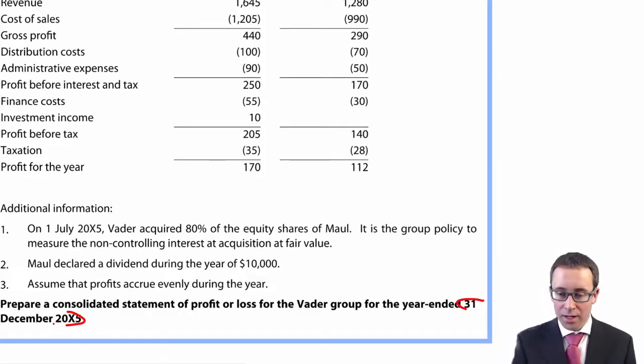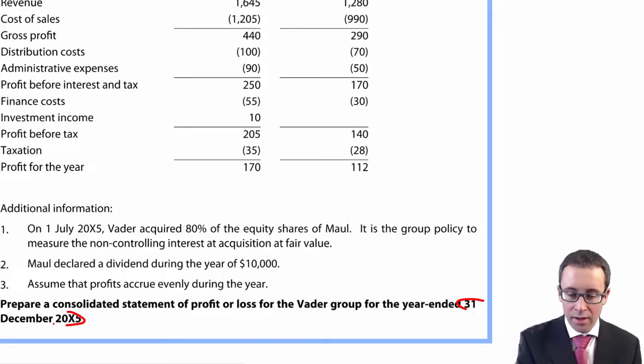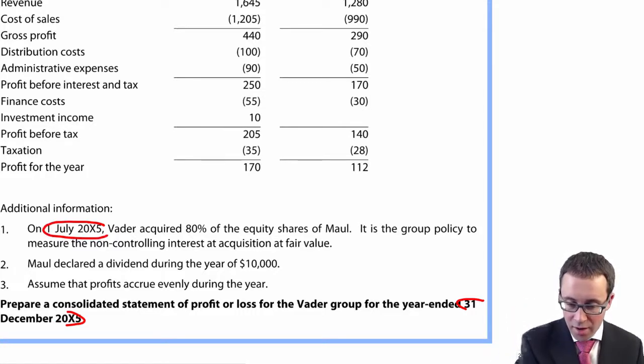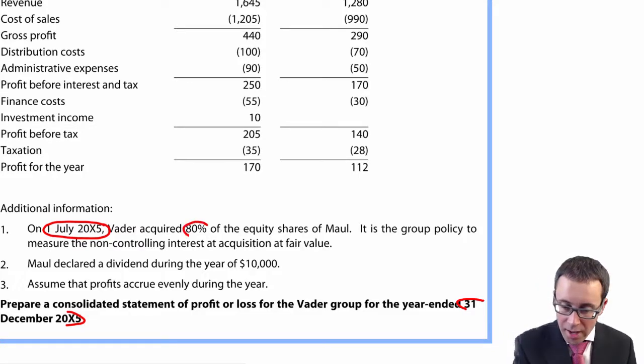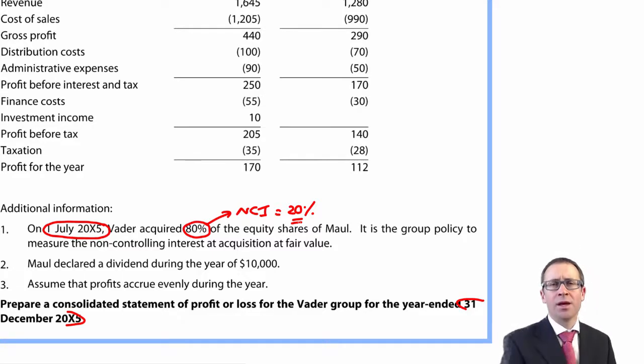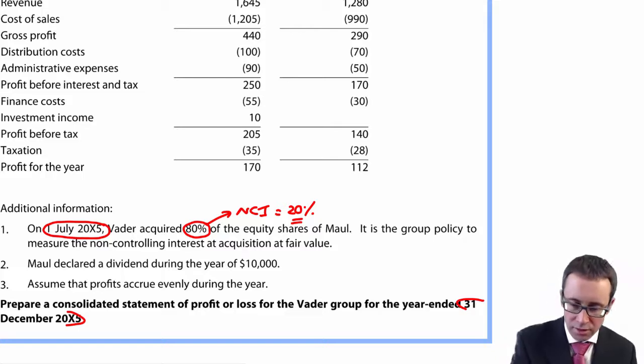The reason why is that, ignoring all the nonsense at the top, on the 1st of July X5, VEDA acquired 80% of the equity shares of MORM. So if that's the case, we own 80%. The non-controlling interest is 20%, isn't it? But the key one is the 1st of July. That's the acquisition date. The year end is December. So we have had control since the 1st of July, so all of July, August, September, October, November, December. Six months. So we have had control for 6 months.